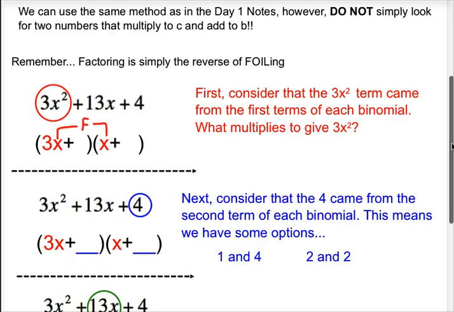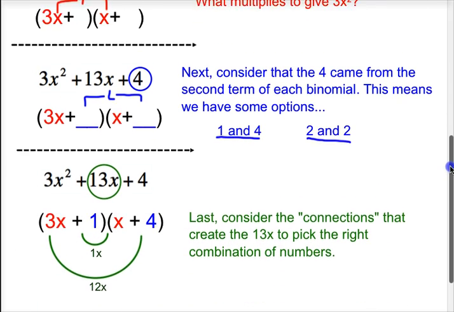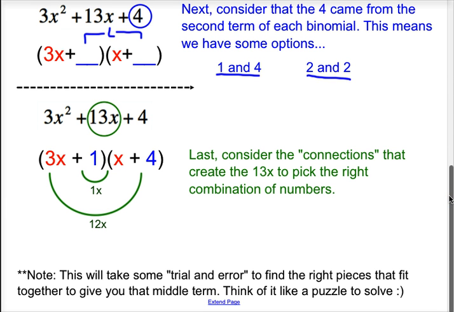Now, our next focus is still going to be on that last number, that 4, because that 4 is coming from the L of FOILing, those last terms. And again, we have a couple options here. 4 could come from 1 times 4 or 2 times 2. The way we determine which is which is that middle term, that 13x.